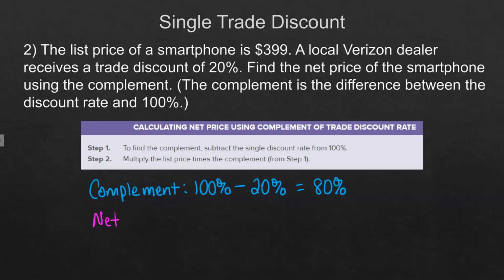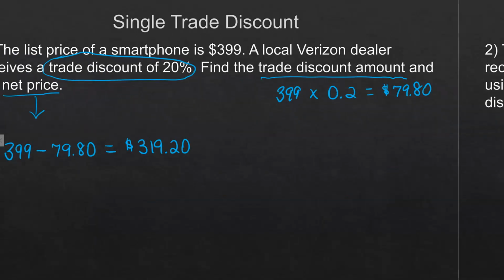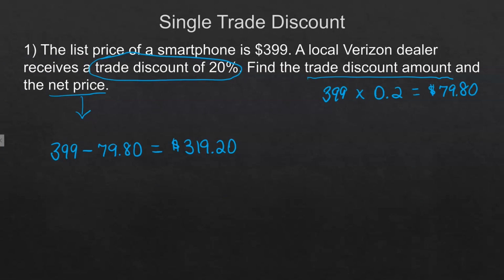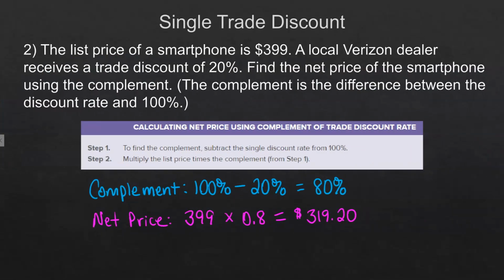So net price is going to be the $399 times the complement. So if I'm taking off 20%, I'm paying 80% of that price. I think that should make some sense when you think about it that way. And we're left with $319.20. And remember, that was the very same answer we got on the last slide, but we did it in a little bit different process.